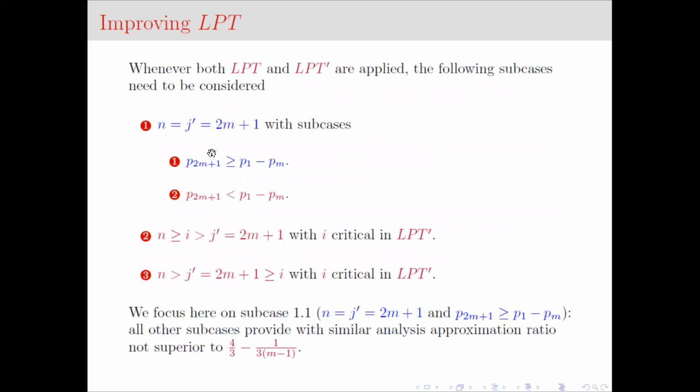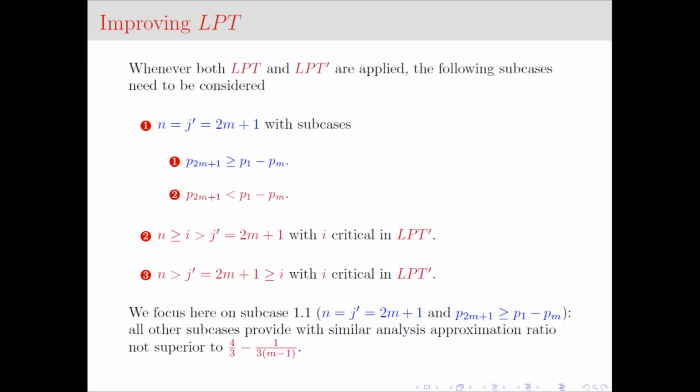The issue is the following. We have a bunch of subcases. We need to consider what exactly the value N is. N is indeed equal to n plus 1. So this is the subcase we are considering. Then the processing time of the smallest job can be either larger than or equal to the processing time of the first job minus the processing time of the nth job, or it is smaller. And then we have to consider another case. The other cases are those in which we have the critical job, but the job I, which is critical in LPT prime, the second round of LPT after having placed the critical job on machine 1, is different, etc., etc.